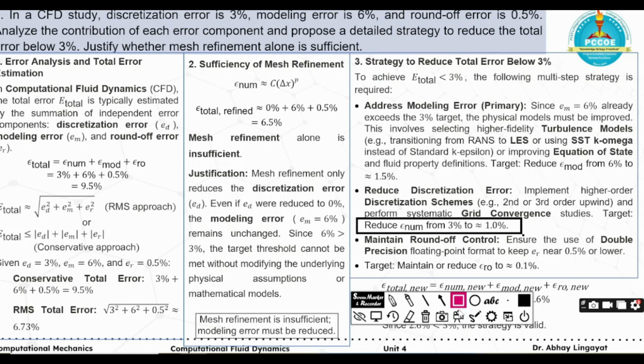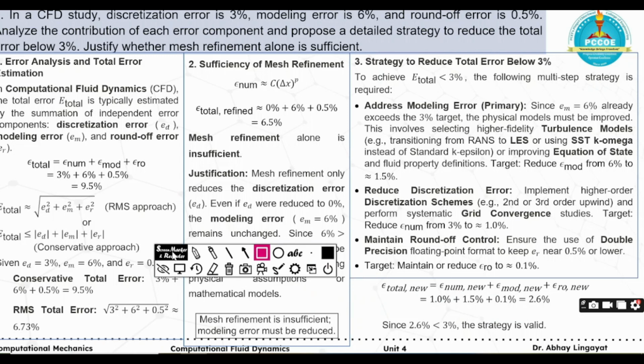Then the last error is the round off error. To reduce it, we can use the double precision floating point representation instead of single precision. Also monitor the iteration convergence to ensure the residual drops at least 3 to 4 orders of magnitude, right? These are the iterative convergence criteria which we define in the software. So the target of reducing the round off error is from 0.5% to 0.1%.